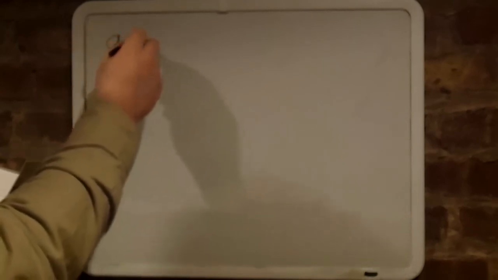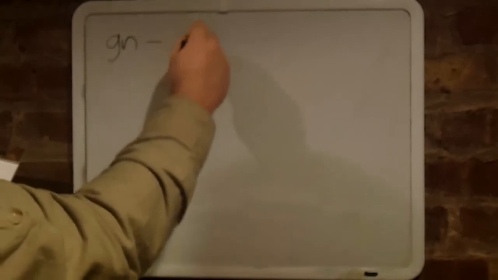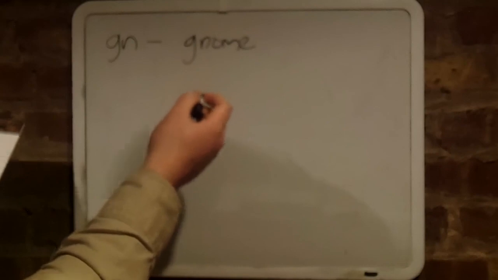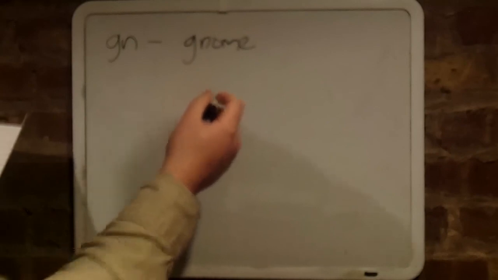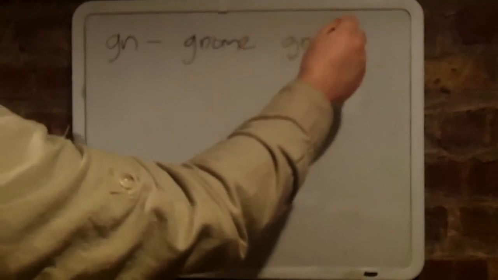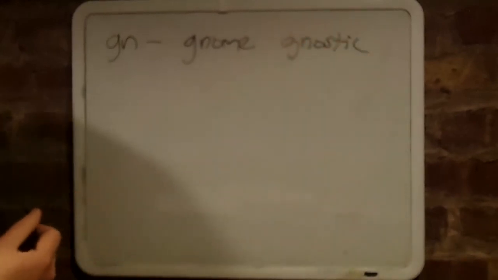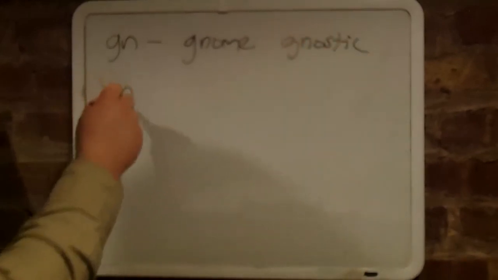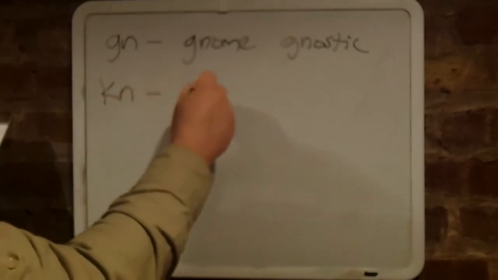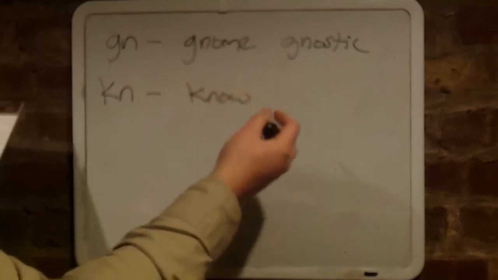There are a couple of words that have GN in it. In that case, the G is usually silent. So words like gnome, gnostic, it's very bizarre, but same thing. In KN, the K is usually silent, so know, knight.